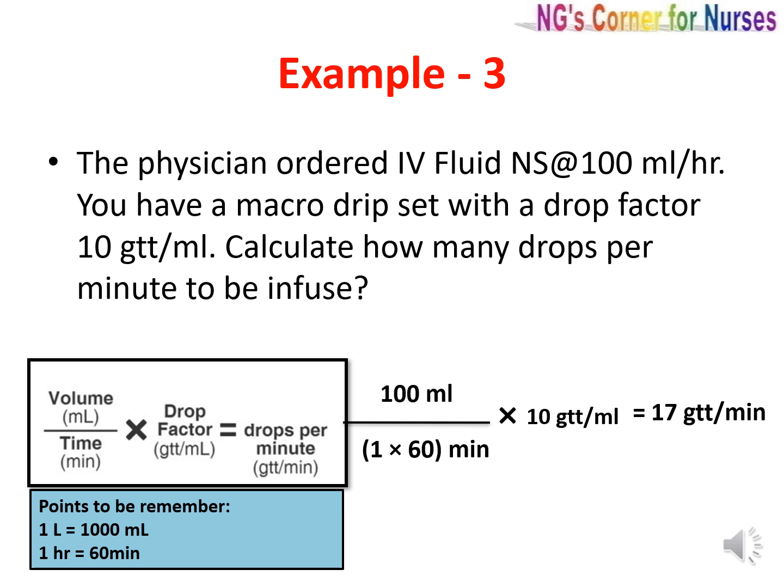In the next example, the physician ordered intravenous fluid NS at the rate of 100 ml per hour. You have a macro drip set with a drop factor of 10 GTT per ml. Calculate how many drops per minute to be infused. Here the total volume is 100 ml and the time is 1 hour. 1 hour equals 60 minutes and the drop factor is 10. So the drip rate is 17 GTT per minute or 17 drops per minute.